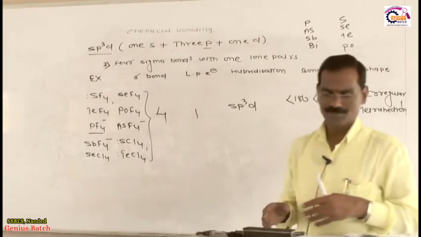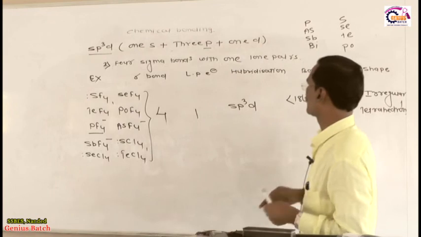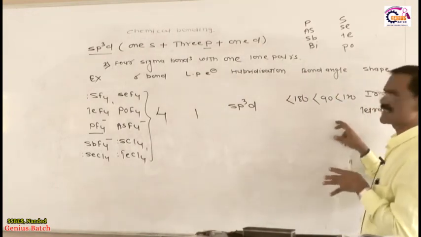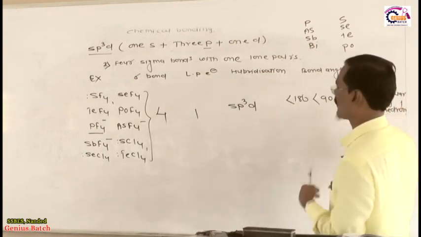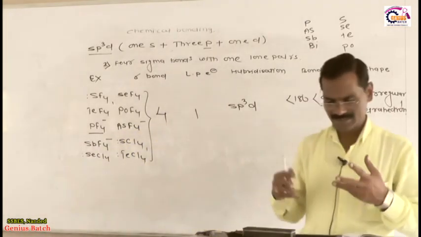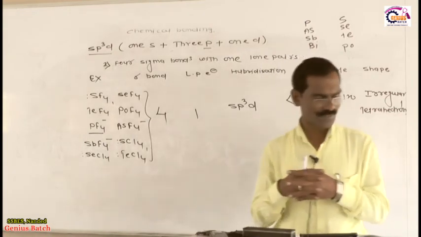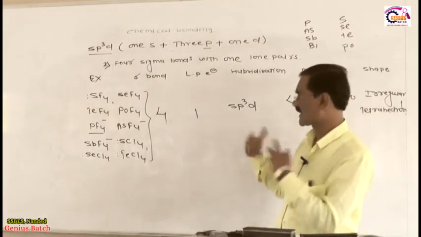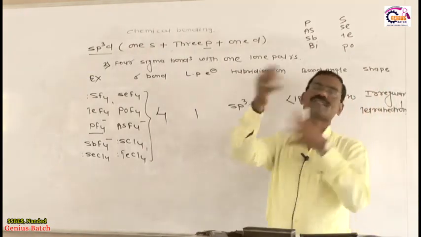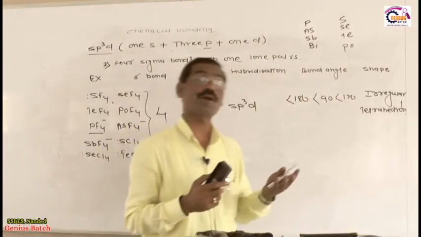So this is a very interesting concept. All these molecules have 4 sigma bonds with 1 lone pair. Therefore hybridization is sp3d, the bond angles are less than 180, less than 90, less than 120, and the geometrical shape of the molecule is irregular tetrahedron. So dear student, these are the concepts which I discussed with you by considering sp3d hybridization. In sp3d hybridization, this is the second case, 4 sigma bonds with 1 lone pair. The first case was 5 sigma bonds with 0 lone pairs. Now we are moving toward the next case, 3 sigma bonds with 2 lone pairs.